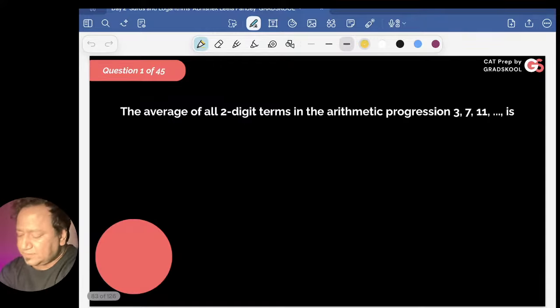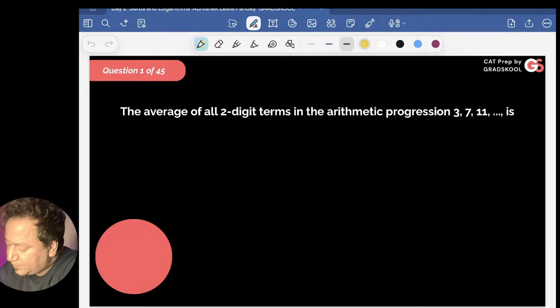Here comes the first question. The average of all two-digit terms in this arithmetic progression is equal to what?